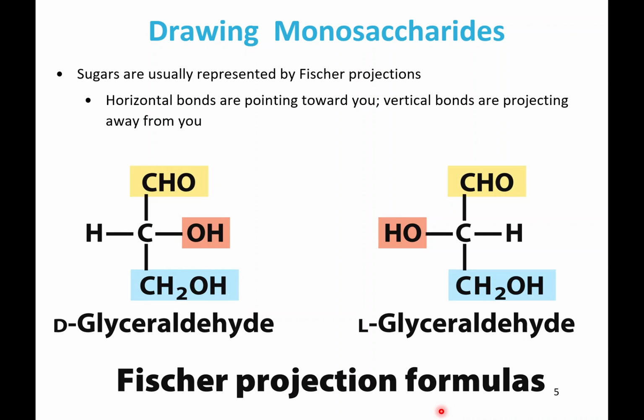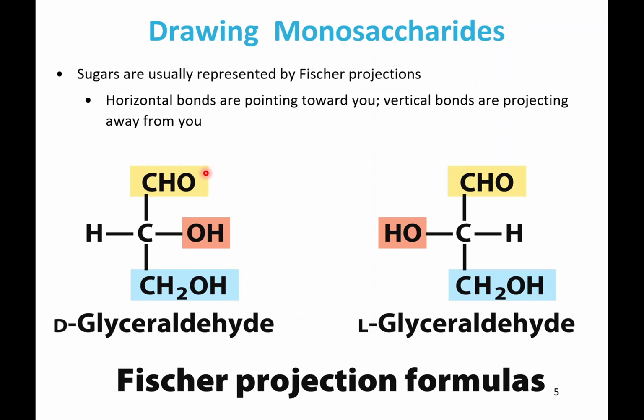Okay. So drawing sugars, a lot of times you'll see sugars drawn in what's known as a Fischer projection, and this is an example of Fischer projections for glyceraldehyde. They don't show geometry very well. This is a very simple way of depicting the sugar.